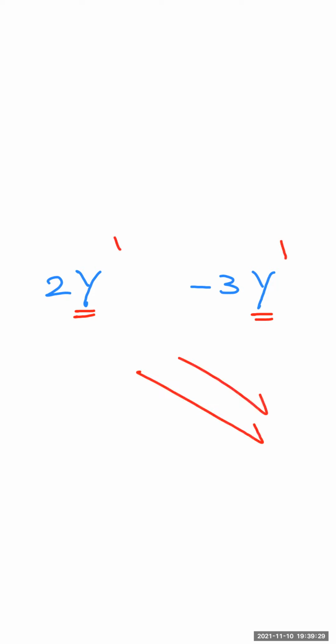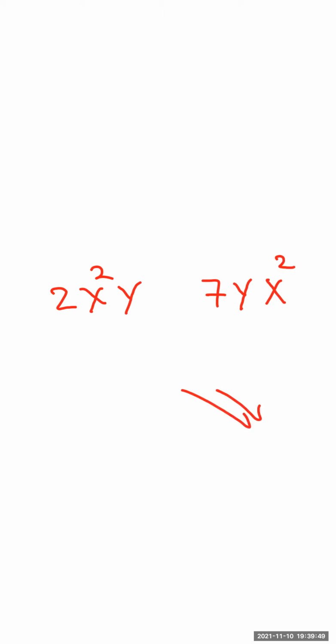Okay, next one. 2x squared y and 7y x squared, also they are like. Why? Because here x squared and x squared, two variables with the same powers, and y and y, so these two terms also are like.